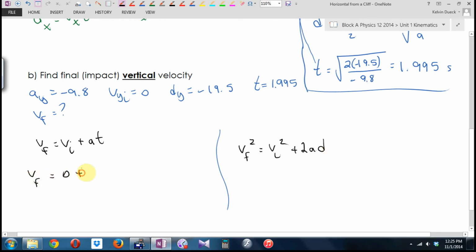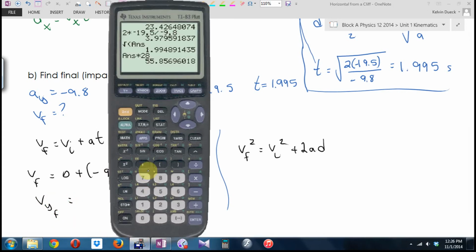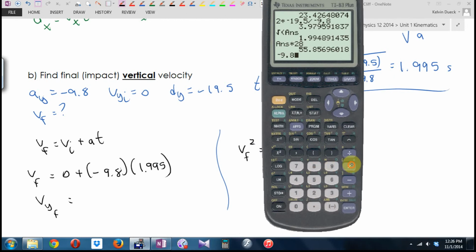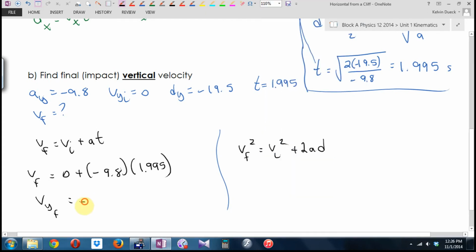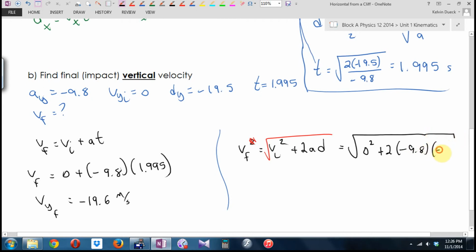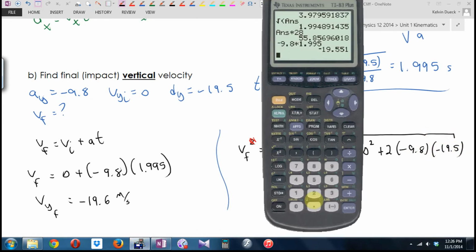Vf equals 0 plus negative 9.8 times 1.995. I get the final vertical velocity is going to be negative 9.8 times 1.995. I get negative 19.6 meters per second. Or I could have gone, how do I get rid of a squared? Square root. And I could have said this is going to be the square root of 0 squared, which isn't going to make a difference, plus 2, negative 9.8, negative 19.5. I could have gone to my calculator and gone 2 times negative 9.8 times negative 19.5. This time I'll remember to square root. And of course, I get the same answer.